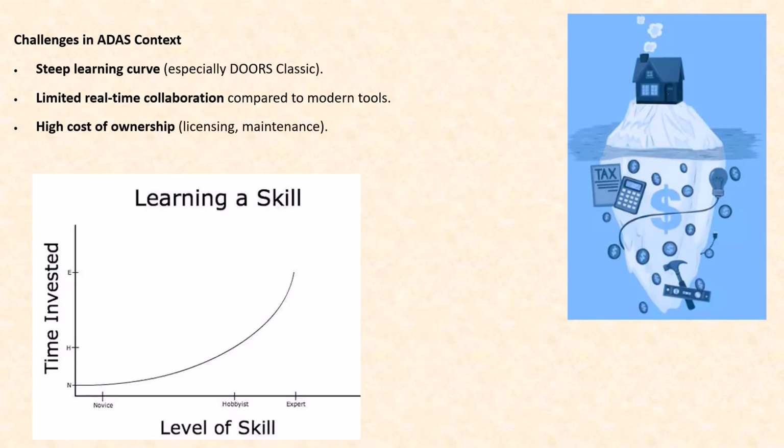Now, what is its main challenge in the ADAS context? Especially this Doors Classic, it is not exactly difficult, but you need to put some effort to know about all the various features. It is like, for example, you are learning a language or a modeling tool like ProE or CATIA. It is a very vast topic. It is not exactly difficult, but it is very vast. Likewise, this Doors Classic also has umpteen number of features, which makes its learning curve very steep, with limited real-time collaboration compared with the modern tools. This is also one of the limitations, but mostly this limitation is overcome.